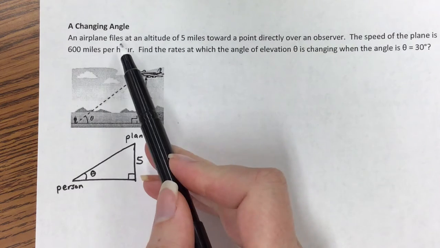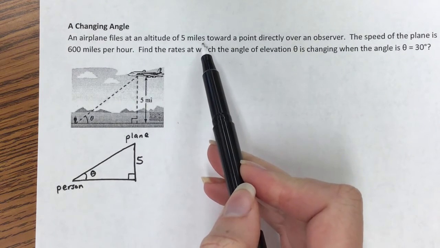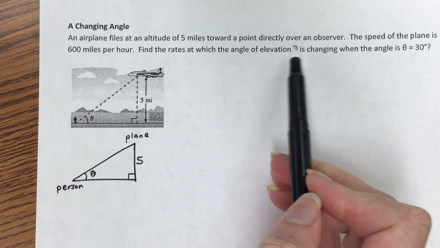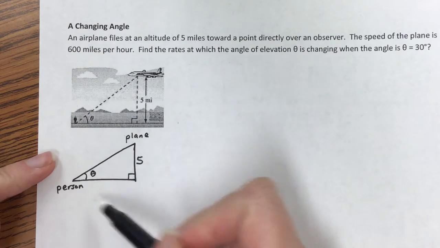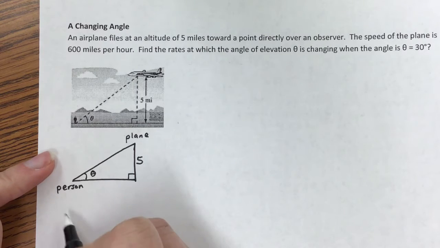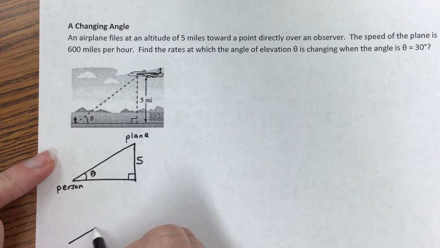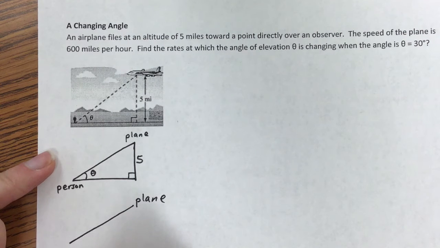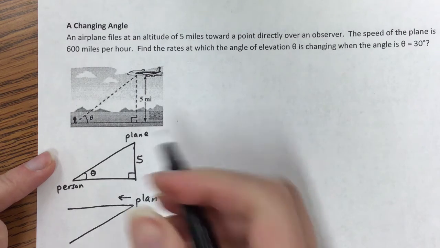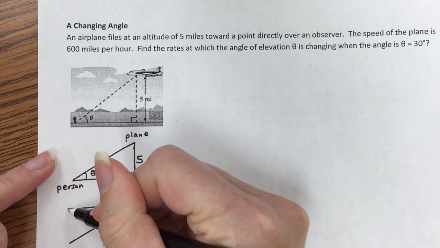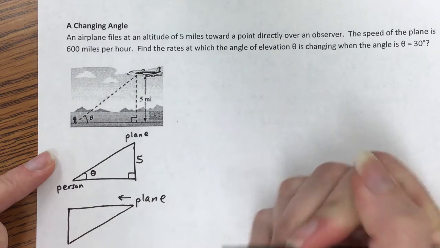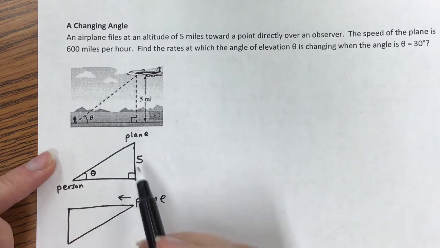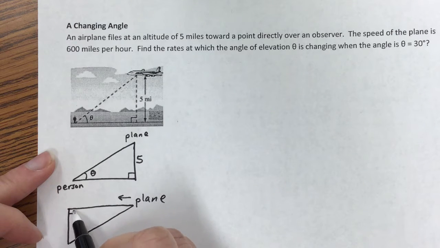We've got an airplane that is flying at an altitude of 5 miles towards a point directly over an observer. I don't really like the drawing that they gave us. This is a much better drawing. We've got a person and a plane. The plane is traveling this way, and the person is staying still. The plane is traveling to a point that is right above the person. Hopefully we see that those two drawings are very similar to each other.